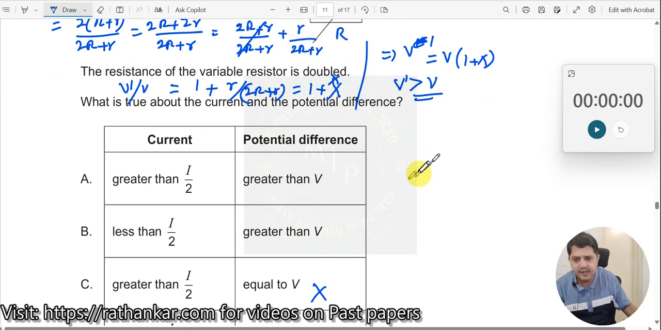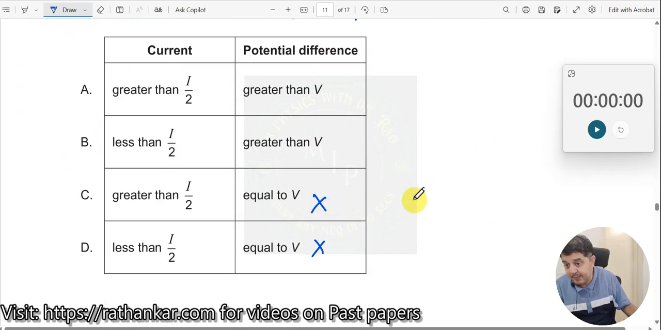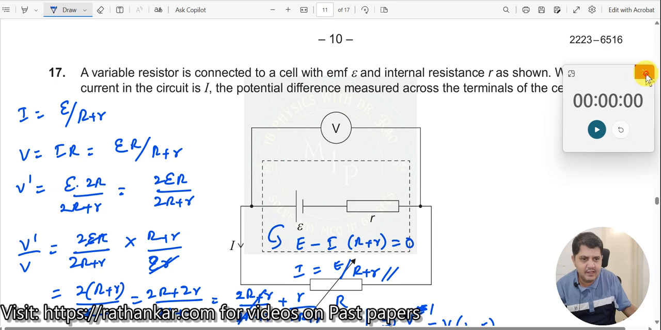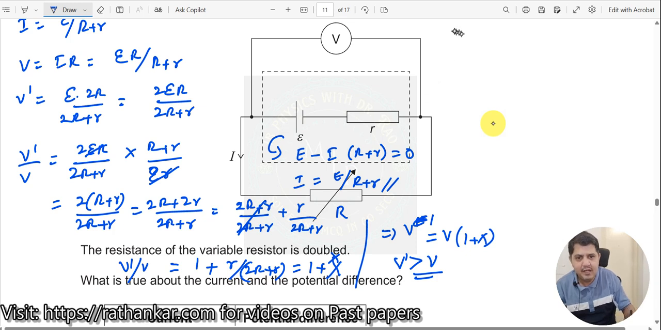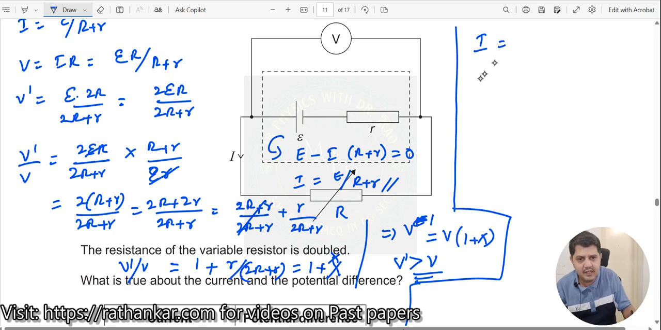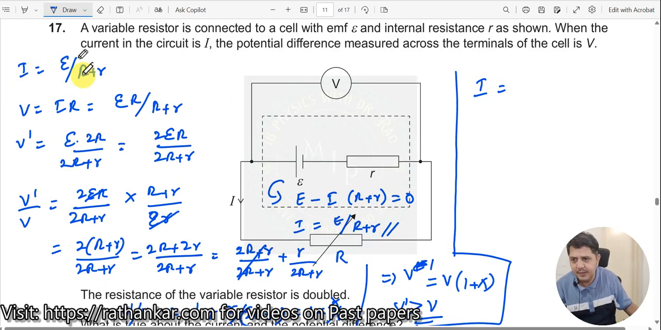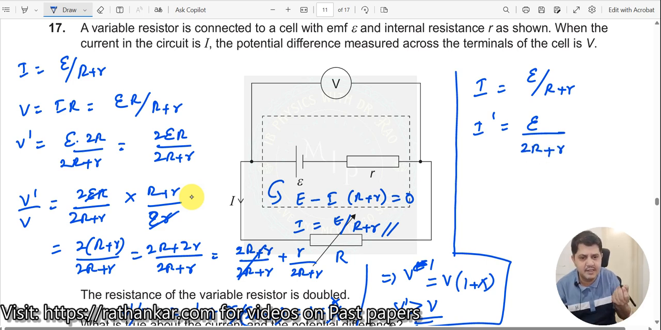Next, what's the next step? Current. Oh, current in terms of I by 2 I need. This will definitely not be an easy thing, but anyway, let me make it easy for you. Now once again, we already found out the current. Before doubling the resistance, the current was E divided by R plus r. After doubling the resistance, what will be the new current? I dash will be equal to E divided by 2R plus r. Why? Because I am just doubling the resistance. I am not changing the EMF or the internal resistance.